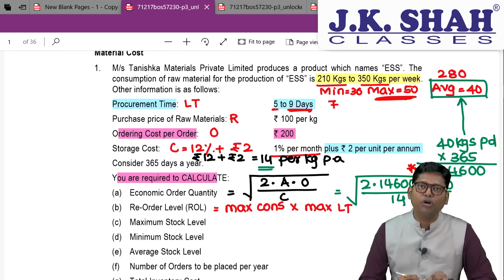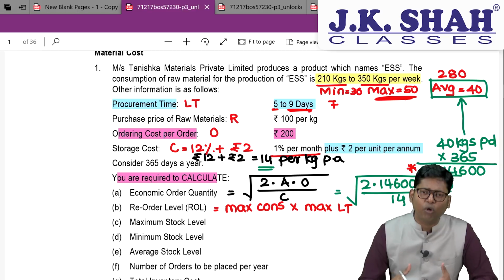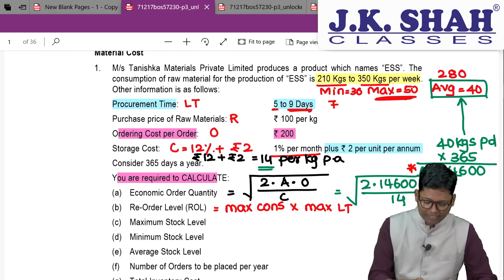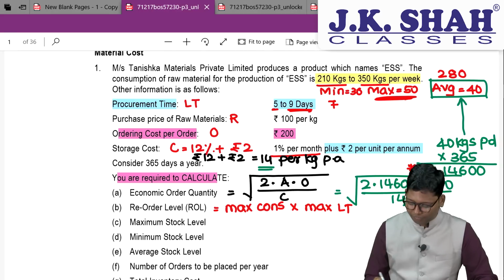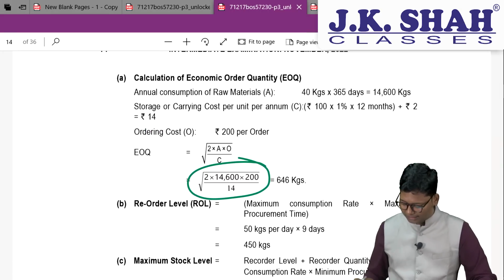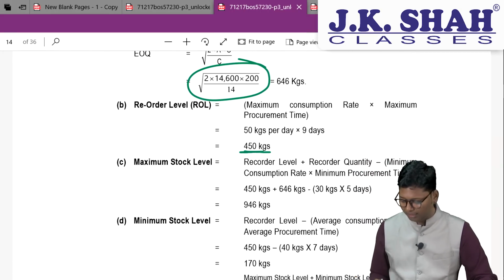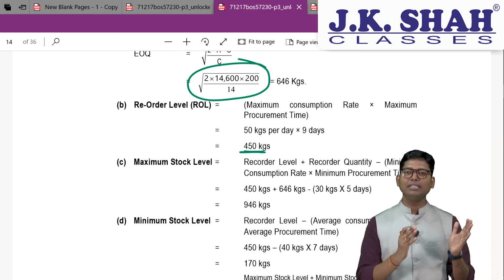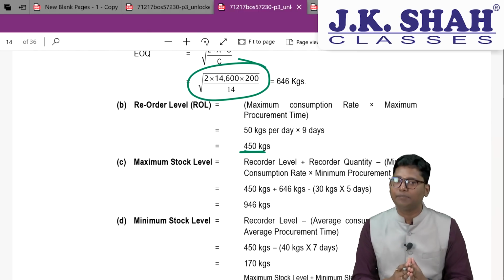Your maximum consumption is 50 kgs per day, and the maximum lead time is 9 days. As safety stock is not given anywhere in the question, we need not write safety stock, and even if you record it, the amount is not available. So it is simply 50 multiplied by 9, 450 is your answer. You can check this answer in the suggested solution. Your reorder level is 450 kgs. They have also used the maximum consumption into maximum procurement time formula.